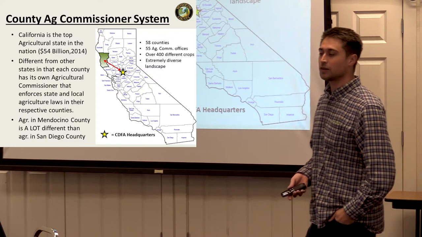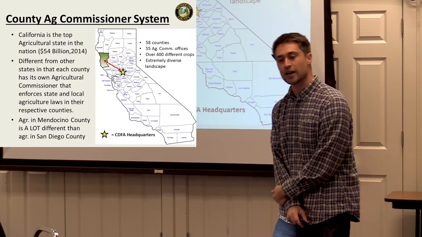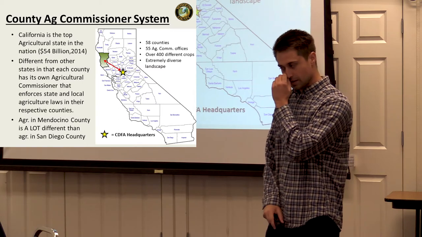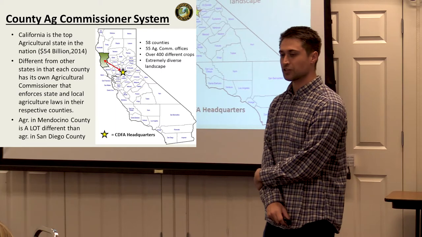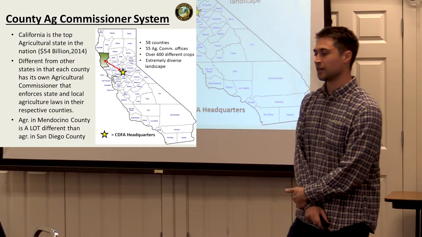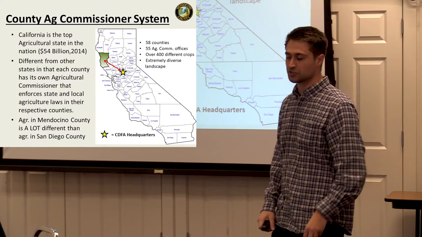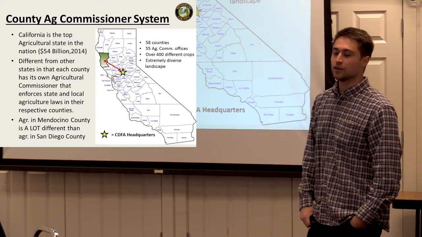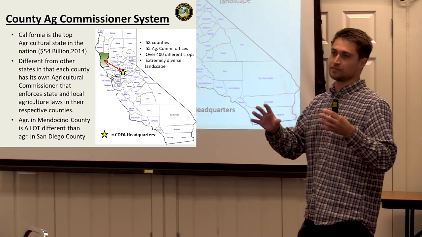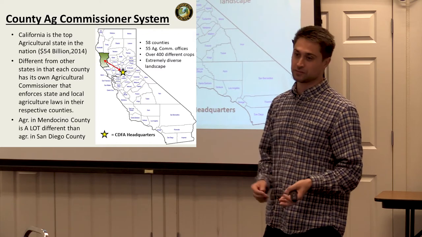So just real quick, the County Ag Commissioner system, it's a pretty unique system in the nation. Most states have one ag department for the whole state. So like Oklahoma will have the Oklahoma Ag Department. California is different in that we do have the CDFA, but each county has its own Ag Commissioner's Office. And this is for a couple reasons. One is that California is a pretty large state, so it would be tough for one location to regulate the whole state, but also that California is very diverse, and over 400 different crops grown, each county is different, so each county needs its own ag department to regulate the laws in their own county. Because like San Diego is going to be a lot different than Mendocino County.